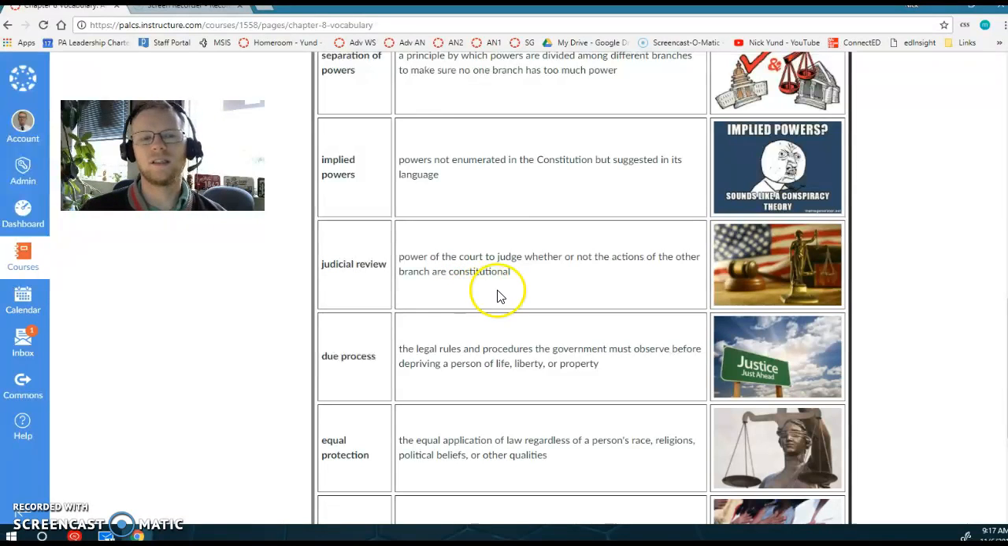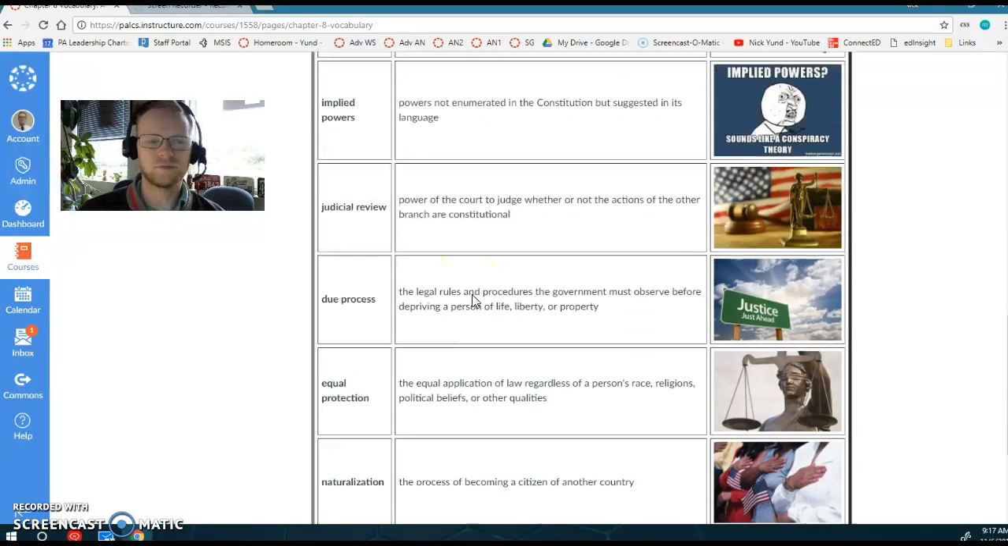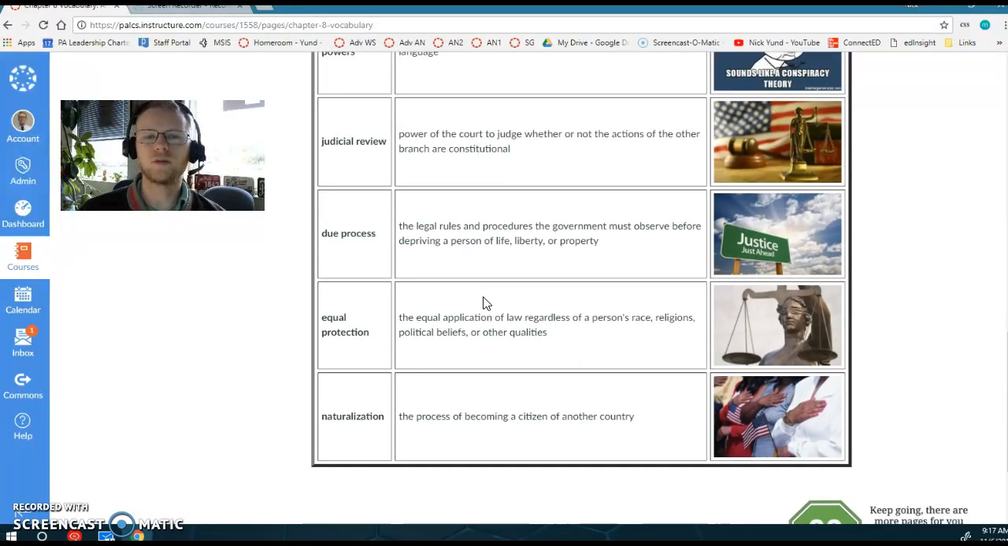That is judicial review. Due process is the legal rules and procedures the government must observe before depriving a person of life, liberty, or property. So, for example, if you're accused of a crime, you have to go to a trial, and there's a court process. That is due process. They can't just throw you in jail.